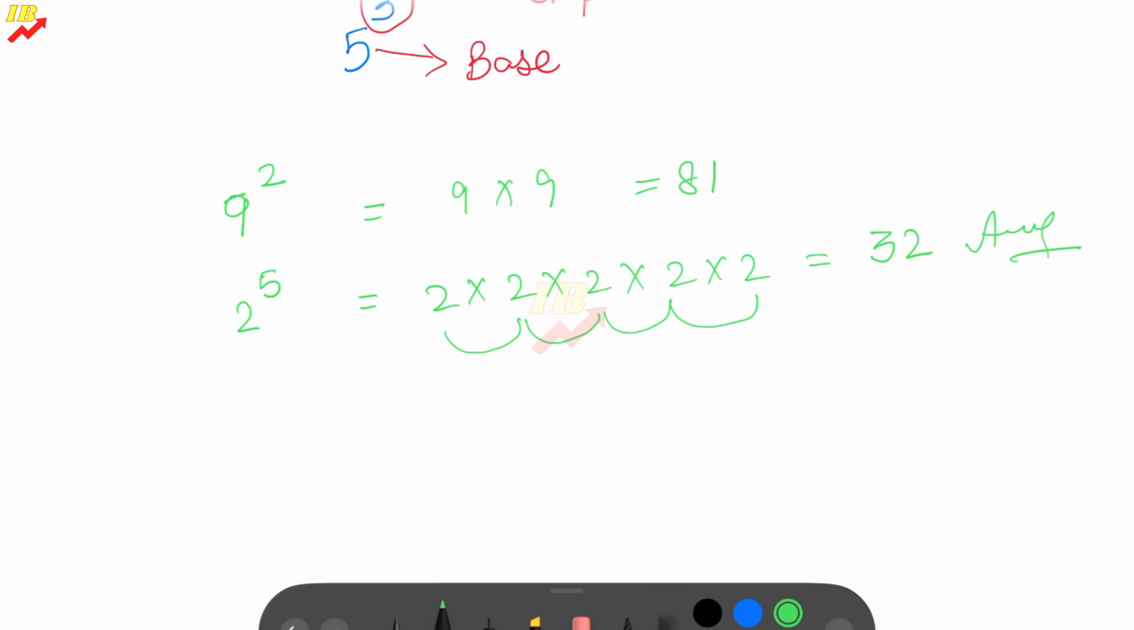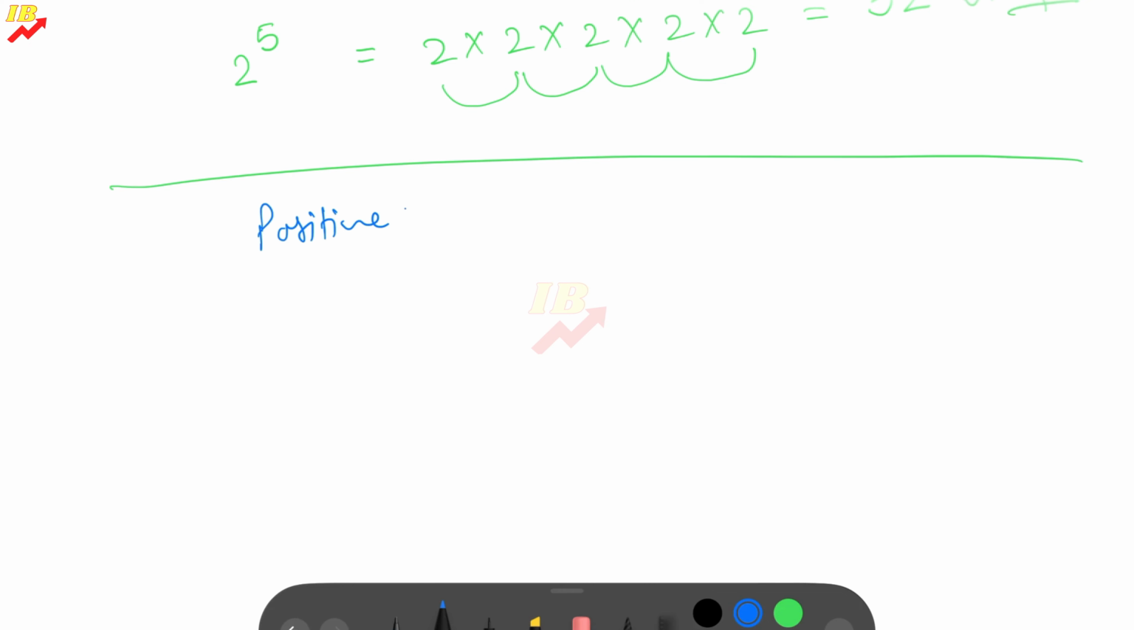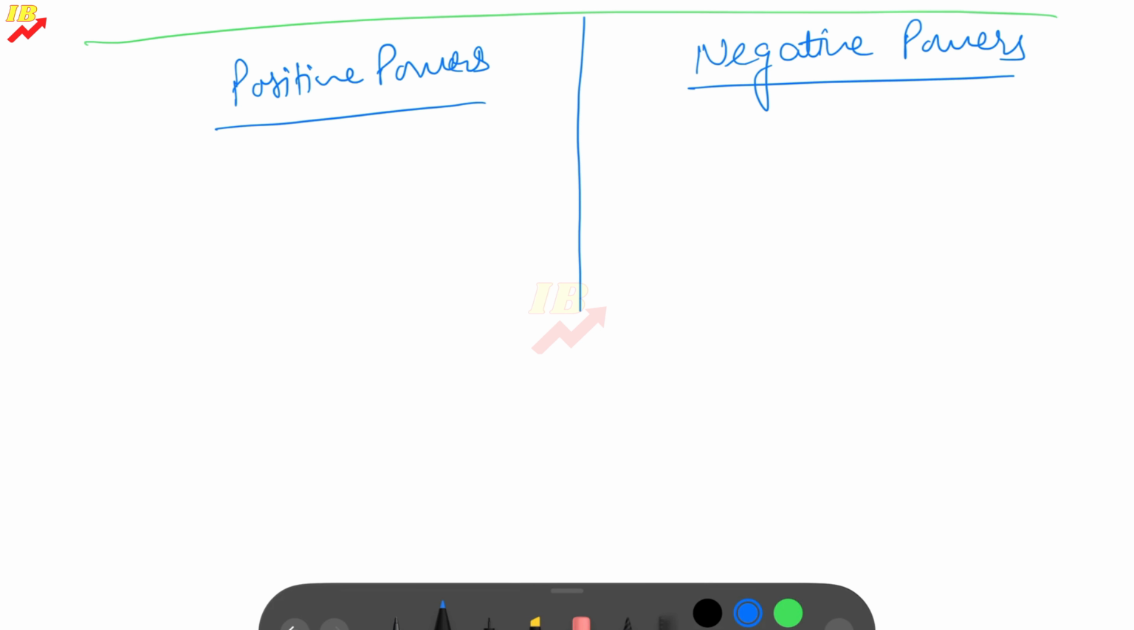Next thing is when we talk about positive and negative powers. So let's draw a line in between. We'll talk about positive powers, or we can call them indices, and negative powers. You need to understand one thing, which is even and odd. Positive stands for the even cases. Anywhere you see an even power on the base, you get a positive answer. And when you see a negative answer, that means you're going to have an odd number in the power.